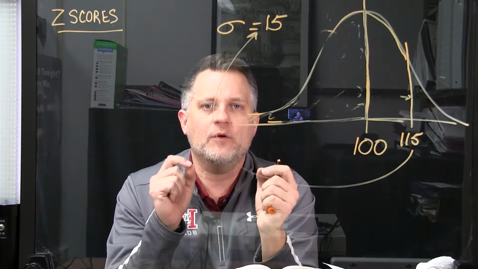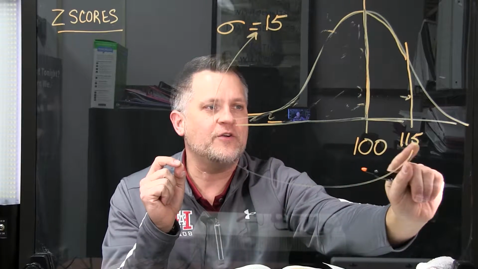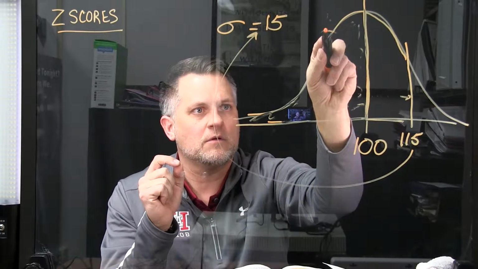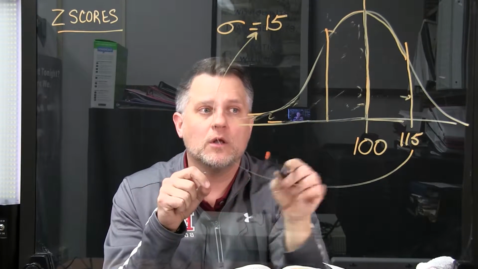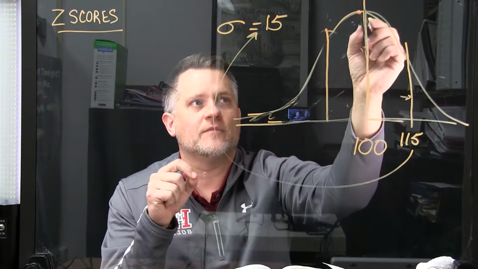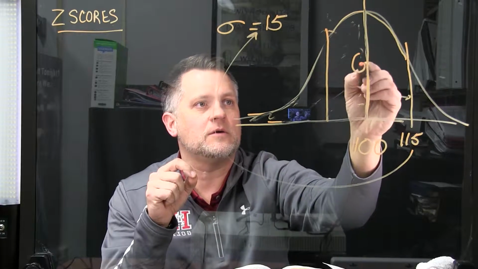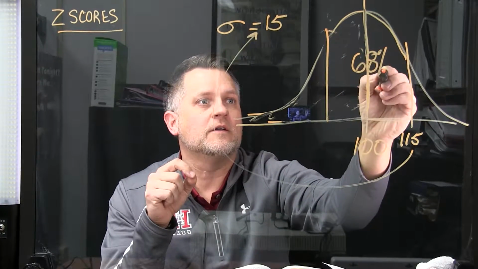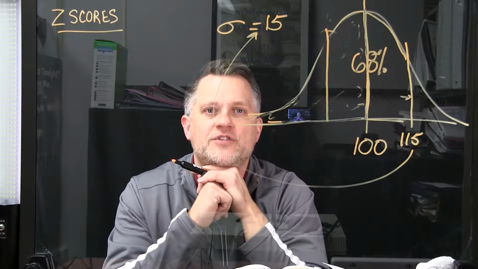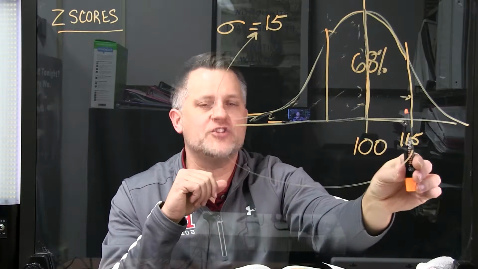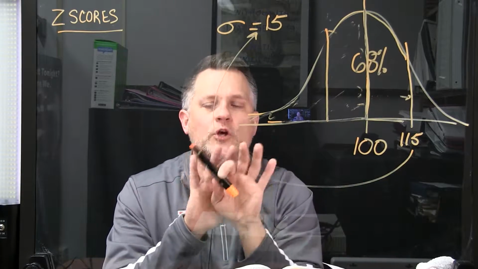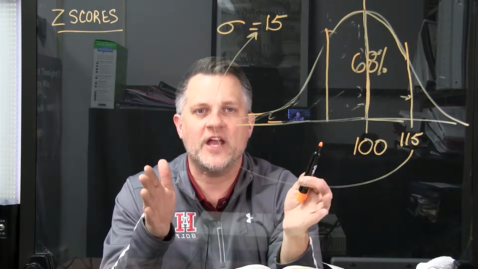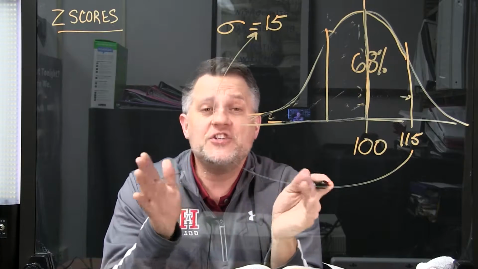Because according to the empirical rule, one standard deviation above and one standard deviation below the average encompasses 68% of all observations. So one standard deviation above and one standard deviation below will encompass 68% of all observations. This is the empirical rule.